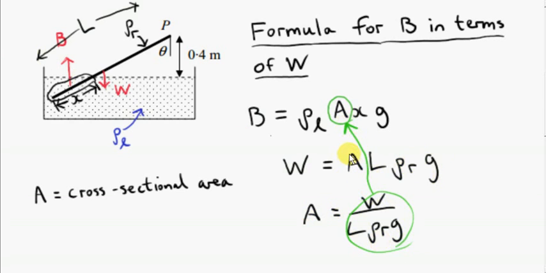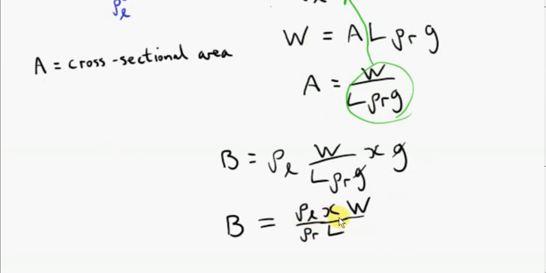So here is a formula that you could just memorize. You see, it involves the ratio of the part of the rod that's immersed to the total length of the rod. And it also involves this ratio of densities: the density of the liquid over the density of the rod.